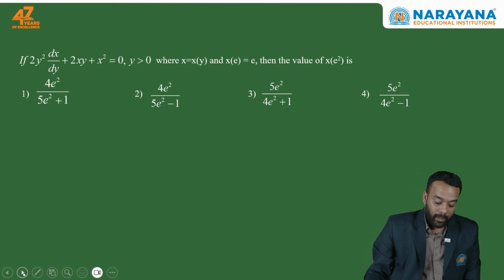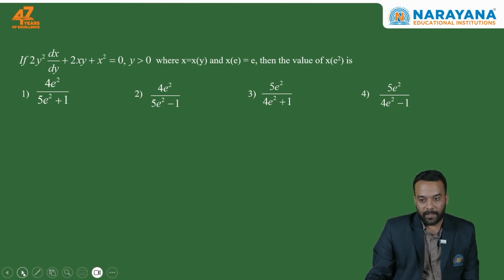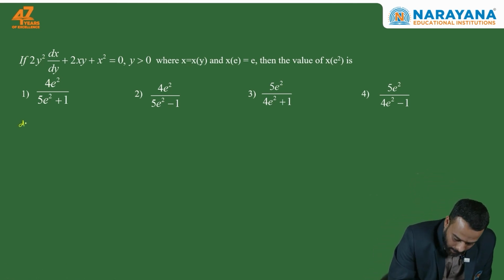If 2y² dx/dy + 2xy + y + x² = 0, where y is positive and x is a function of y in such a way that x(e) = e. Now they are asking the value of x(e²). So now we can see that over here I can write dx/dy = −(2xy − x²)/(2y²).